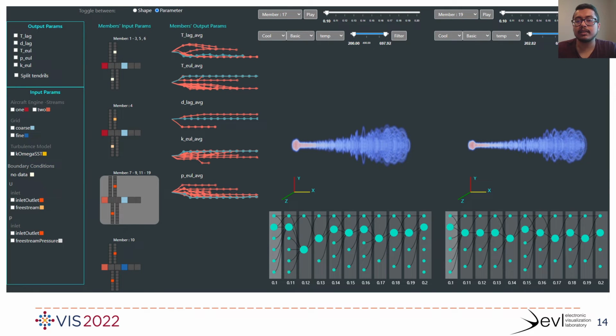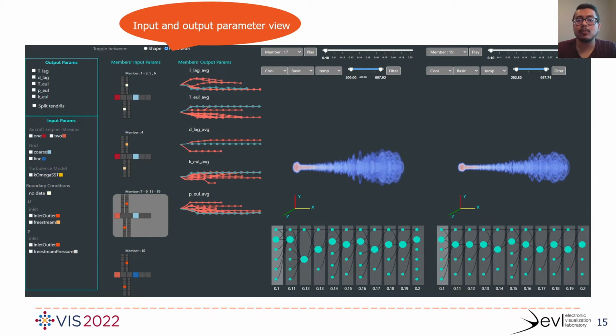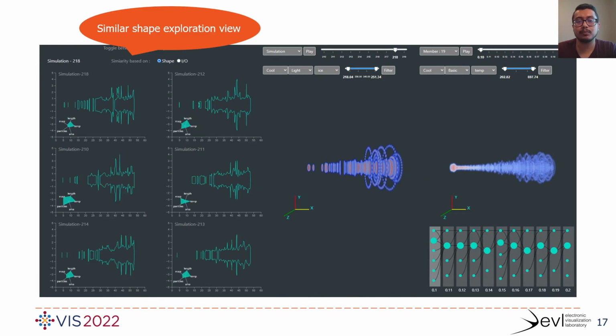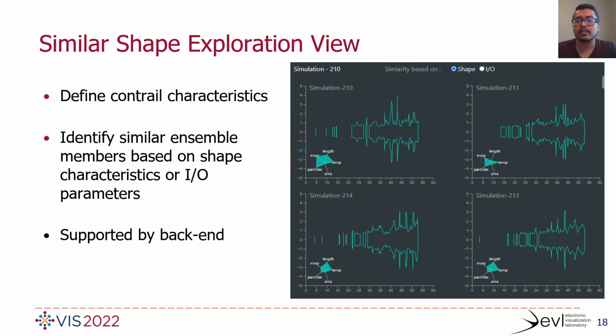Next, we develop simultaneously the contrail characterization and the visual frontend. The final design consists of four views. The IO parameter view described in detail in the paper, a 3D plume projection view showing the axially symmetric exhaust, a contrail evolution view, and the similar shape exploration view on which I will focus for this presentation. This panel supports defining contrail characteristics and identifying similar ensemble members based on shape characteristics or IO parameters.